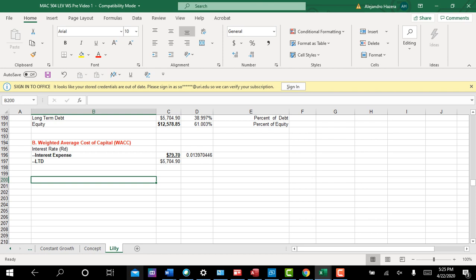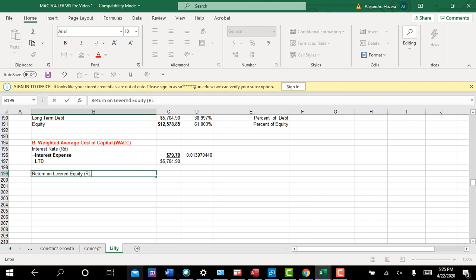Okay, so the first thing I'm going to do is, I've got my interest rate here, and I'm going to compute a variable now. I'm going to call it the return on levered equity. And so I'm going to call this RL.